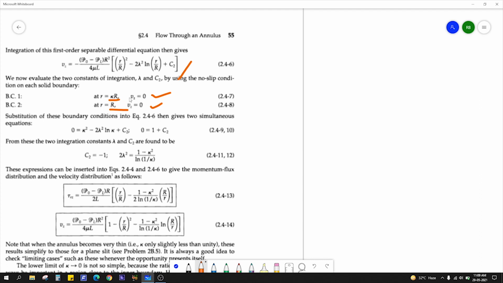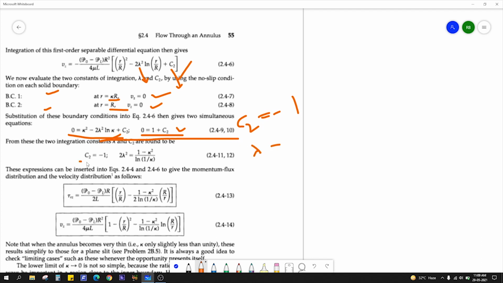So simply use both the boundary conditions. You might think that a single boundary condition is enough to find the value of C2. Yes, you're correct, but we don't know the value of lambda. It was some arbitrary point, so we also have to calculate the value of lambda in terms of kappa. That's why you have to use both the boundary conditions. If you put these two here, you'll get these two equations. From this equation, it is clear that C2 is equal to minus 1. And from this equation you can find the lambda value.